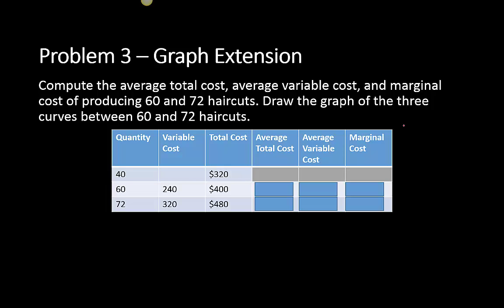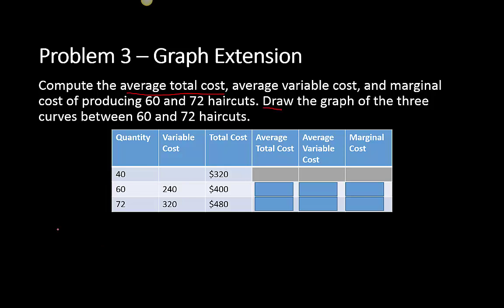Okay, so what it asks us to do is compute the average total cost, average variable cost, and marginal cost of producing 70 and 72 haircuts. Draw the graph of the three curves between 70 and 72. Okay, so we'll do that in our second one. We're going to draw the graph here as we flip over. But let's talk about these different things we're supposed to calculate.